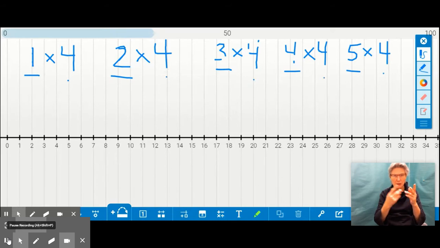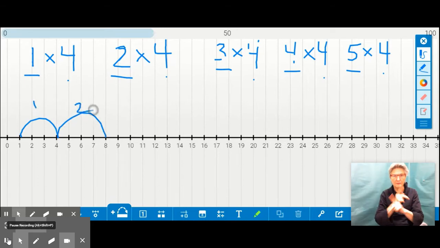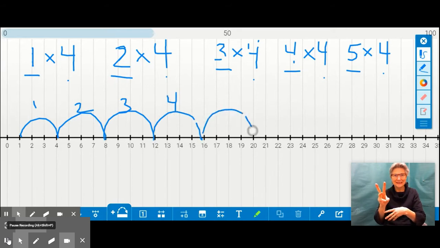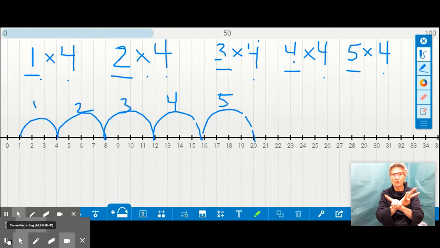So I'm going to take a look at this number line here and just quickly demonstrate this for you. So I know that 1 times 4 is 4. That's my first multiple. I'm going to give it another jump. My second jump by 4 is 8. So then my third multiple of 4 is 12. My fourth multiple of 4 is 16. And my fifth multiple of 4 is 20, because I did 1 times 4, 2 times 4, 3 times 4, 4 times 4, 5 times 4.